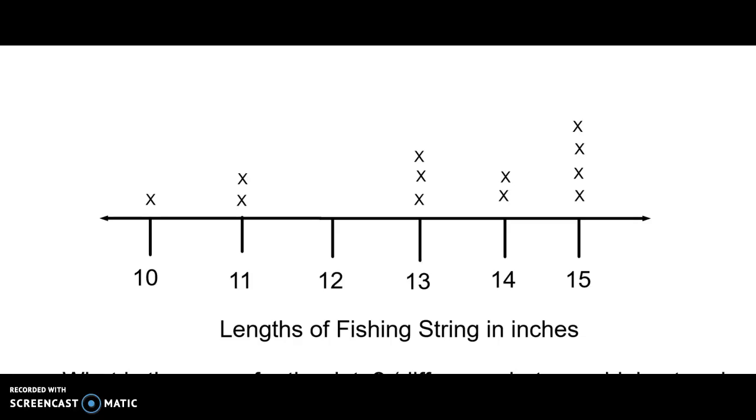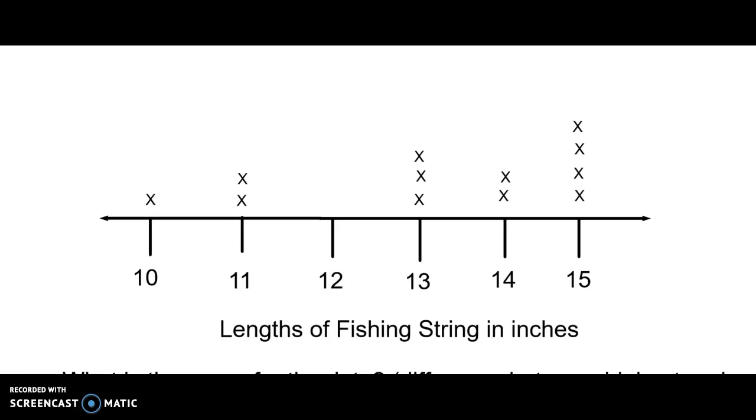So when we look at this line plot, we can see that there's one fishing line that's 10 inches long. There's two fishing lines that are 11 inches long. There's three that are 13, two that are 14, and four that are 15 inches long. So we can read that line plot and figure that information out. And we can see that 15 was the most common length of a fishing line, 10 was the least common, and 12 had nothing. So we can look at all of that and answer those simple questions.